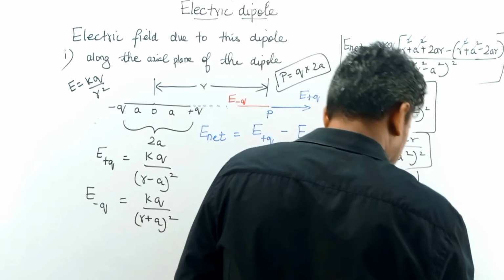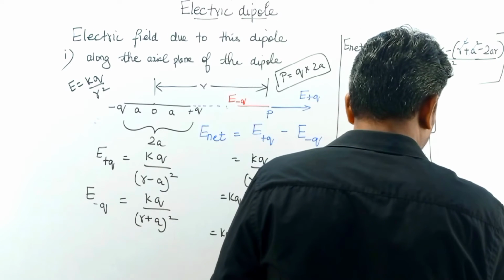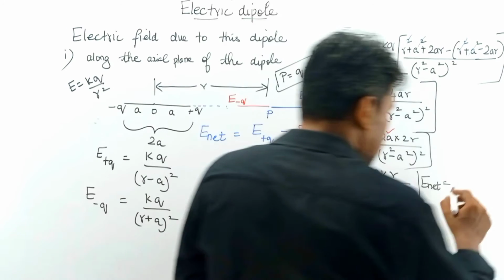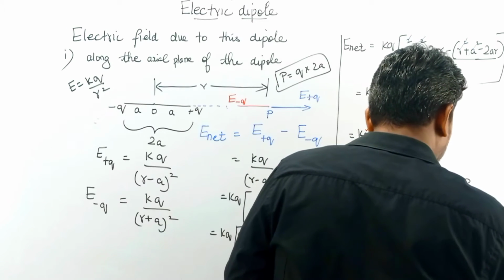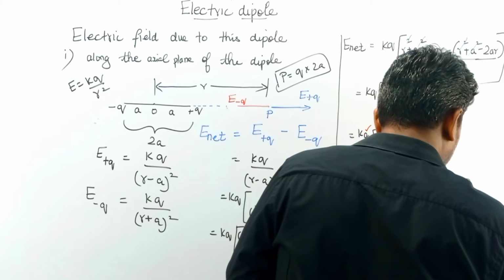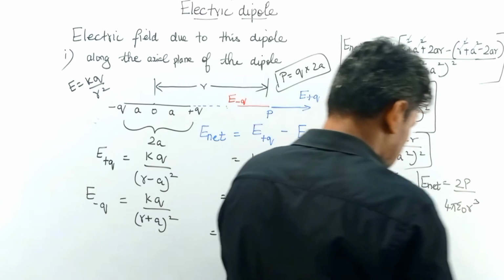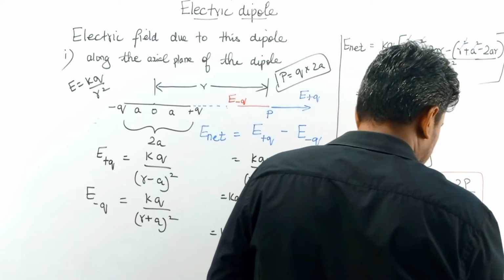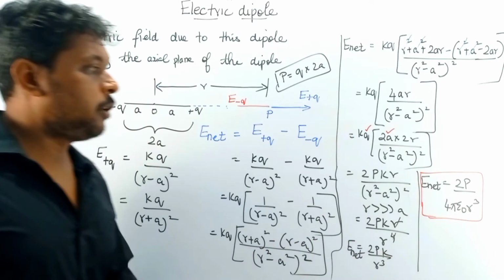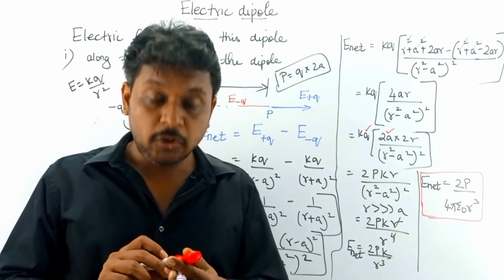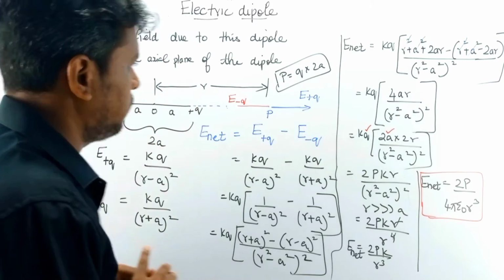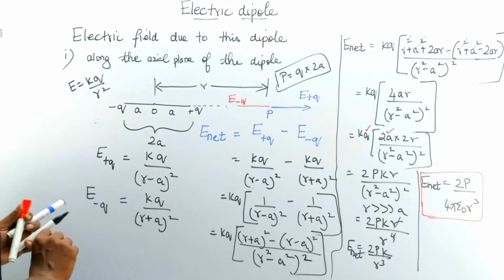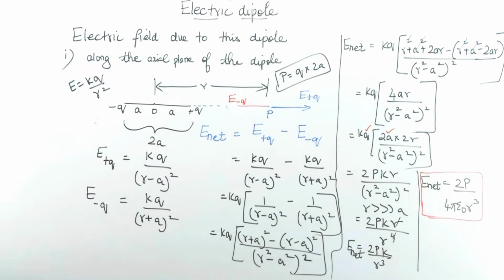Okay, so that is the value of the net electric field. When you replace this K by 1 by 4 pi epsilon naught, it becomes 2P by r cube. So this is the value of the net electric field magnitude along the axial line. Okay, so this is about the magnitude. Now we are going to discuss the direction.